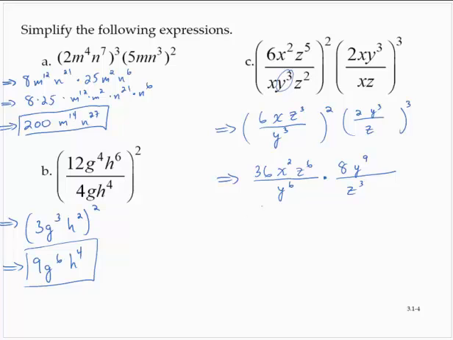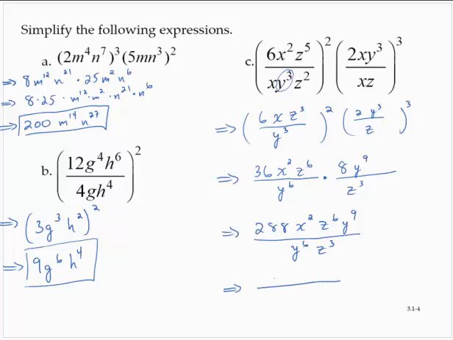So now let's simplify some here. I would have 36 times 8, which is 288. I would have an x to the second, a z to the sixth, and a y to the ninth. And the denominator, I have a y to the sixth and a z to the third.